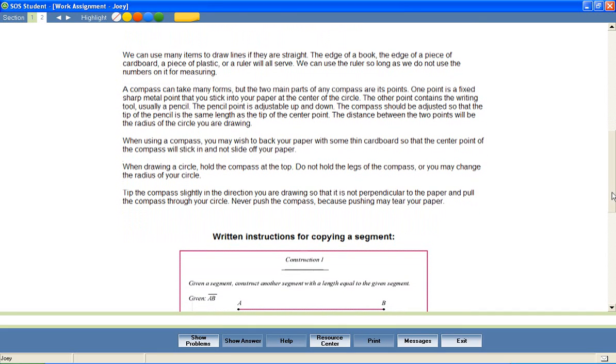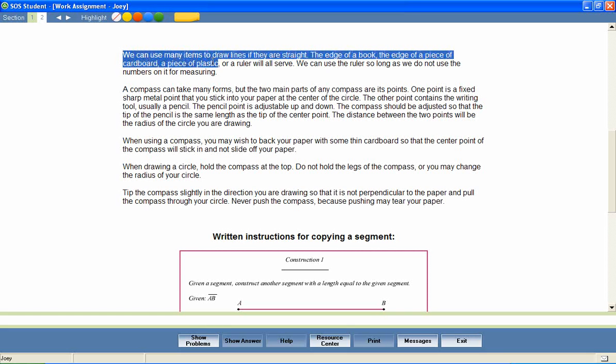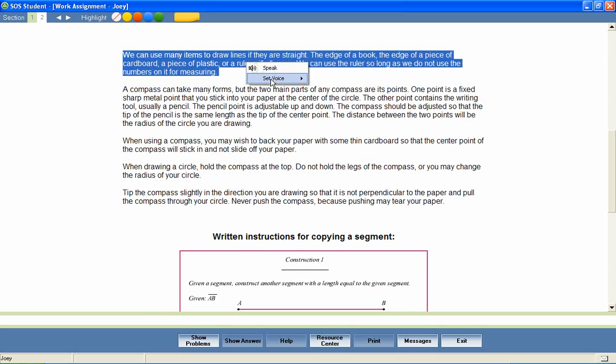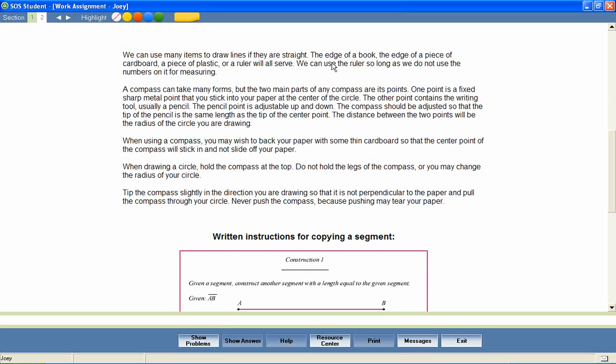Auditory learners may benefit from hearing text read aloud as they follow along. To utilize this feature, students select a portion of text, right-click to select from available voices or to read the text. An effective study skill that students should be encouraged to use is highlighting.